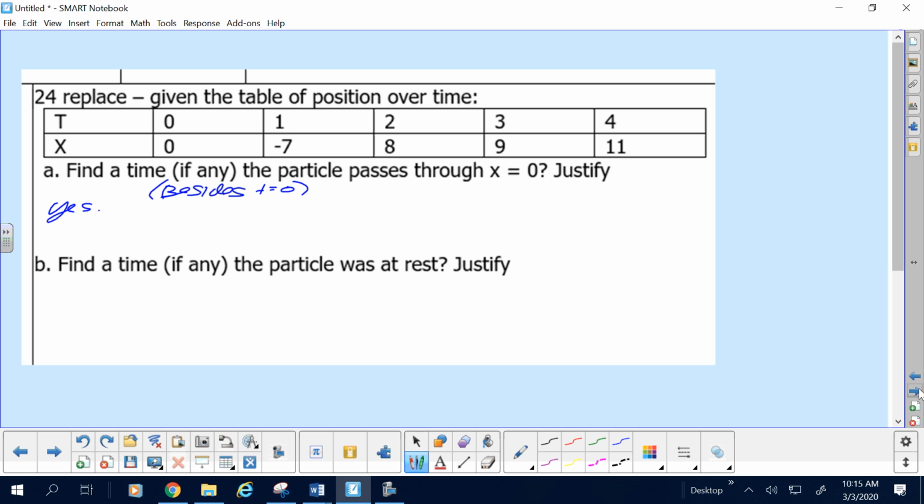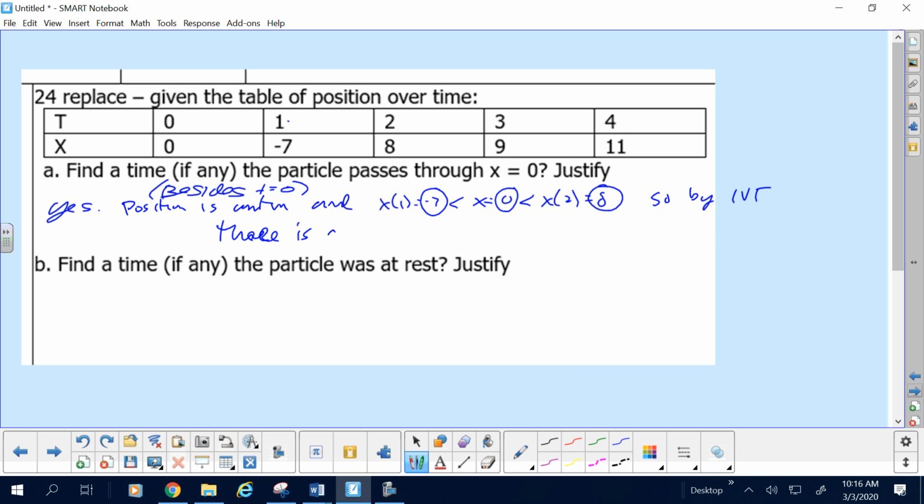Let me do the justification. I would say that position is continuous. And position x equals 0 is between position at 1, which is negative 7, and position at 2, which is positive 8. In other words, 0 is between negative 7 and 8. So by the IVT, there is a time T1 in 1 to 2 when x at that T1 is 0. Yes. You can always assume position is continuous.